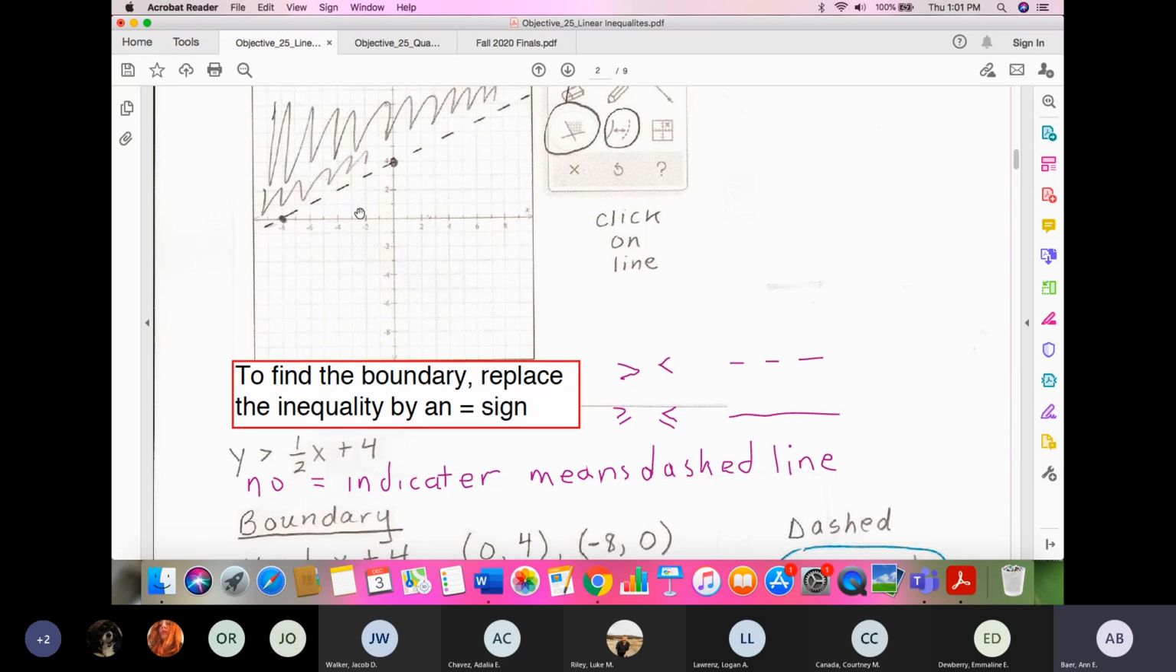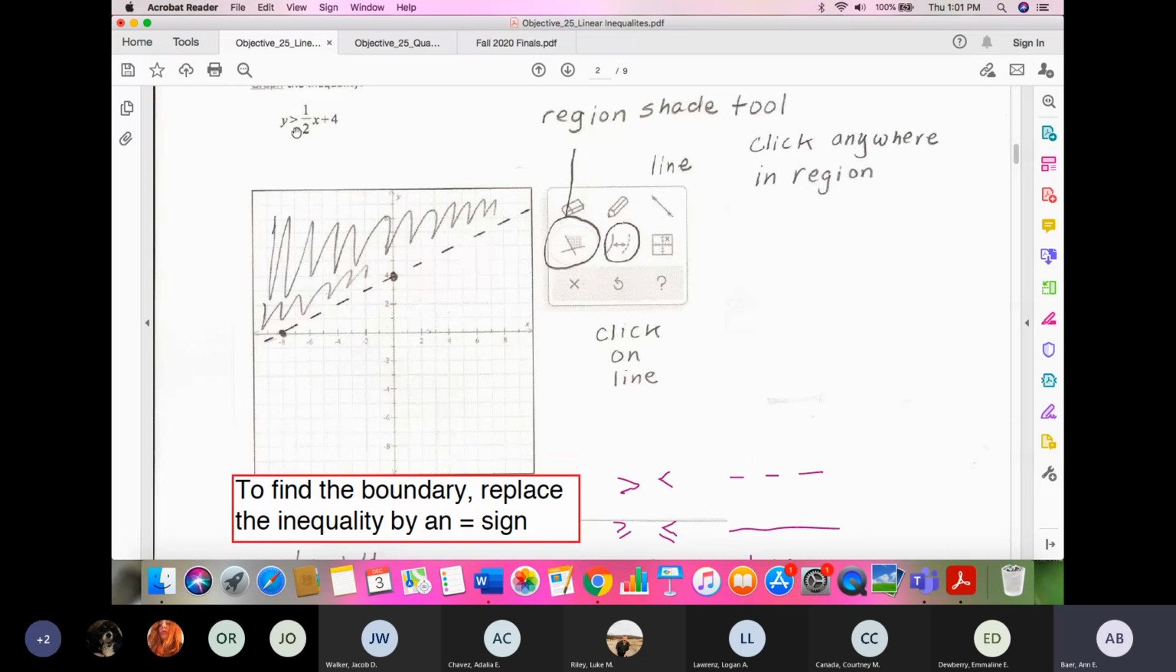and we know we want it dashed because there's no equal indicator. So after we plot these 2 points, you can use the point plotting tool, the pencil, to do it, or the plot anywhere tool, whatever you choose. Then you want to use the line connector tool here. It's in all likelihood going to make it solid. That seems to be the default for Alex.